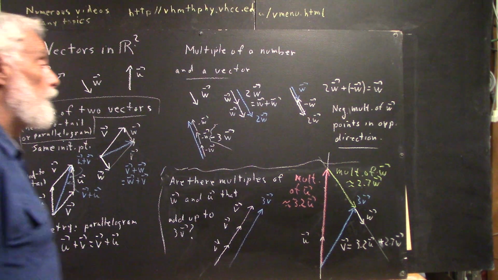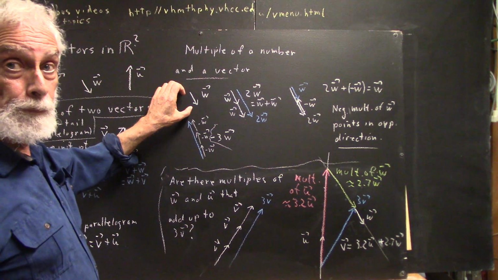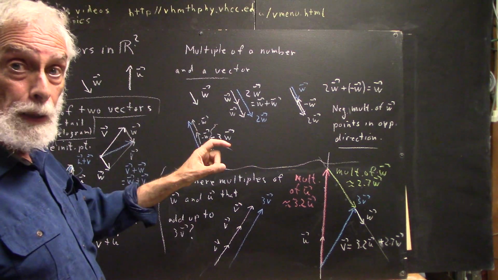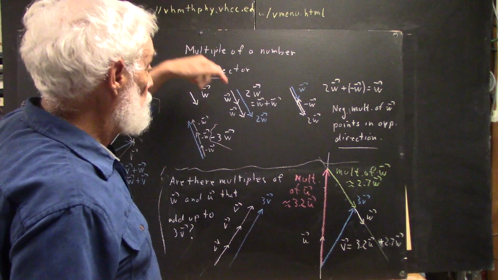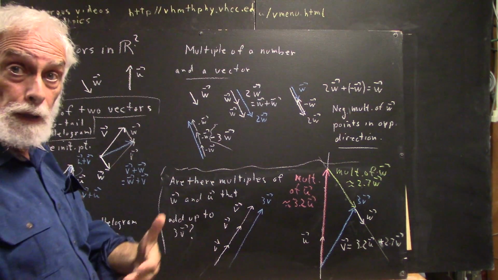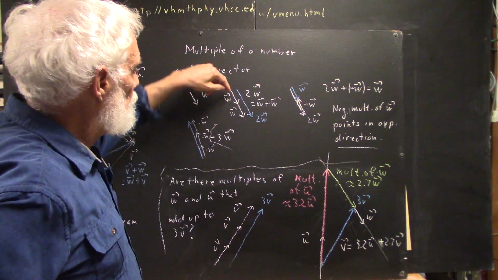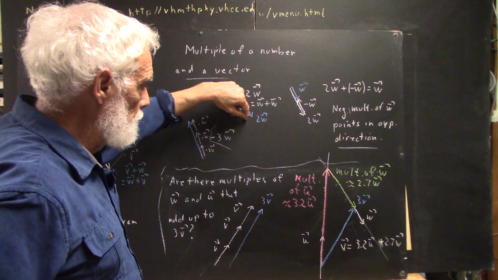Now, we can do a multiple of a number in a vector. Okay, here's W. What would we mean by 2W? Well, 2W probably means W plus W. So we do W plus W. Now to do W plus W, we don't get a parallelogram because W is in the same direction as W, but we can start here and draw W, and then head to tail draw another W.